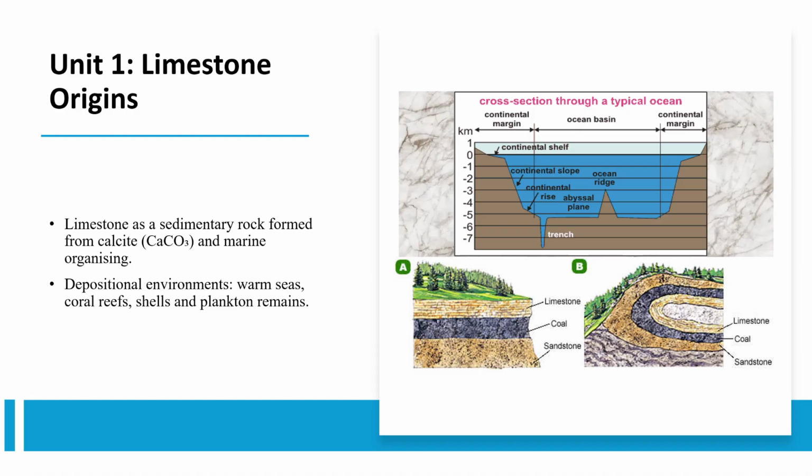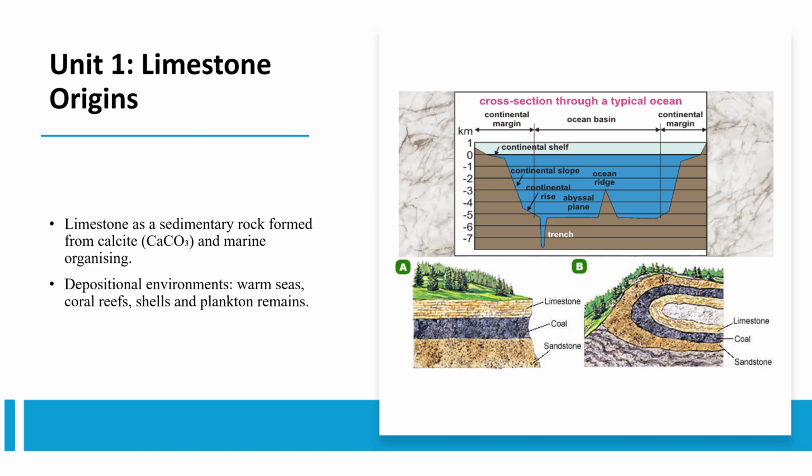Introduction. Let's start with a question. Have you ever seen a chalky white rock or cliffs by the sea? What you may have seen is limestone, a common type of sedimentary rock. What is limestone? Limestone is a sedimentary rock, which means it forms from materials that settle in layers over time. It is mainly made from calcite, a mineral with the chemical formula CaCO3, calcium carbonate. This calcite comes from the remains of marine organisms such as shells, plankton and coral skeletons.